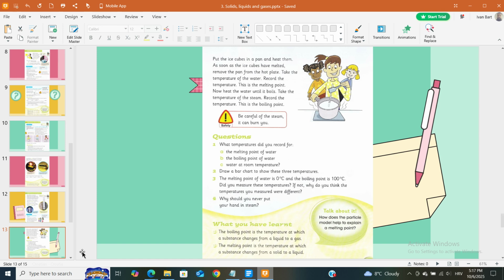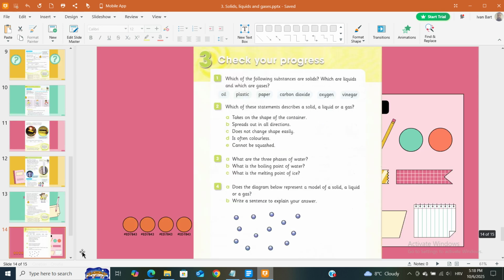What you have learnt. The boiling point is the temperature at which a substance changes from a liquid to a gas. The melting point is the temperature at which a substance changes from a solid to a liquid. Talk about it. How does the particle model help to explain a melting point?